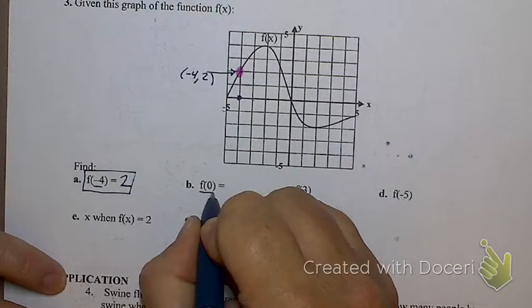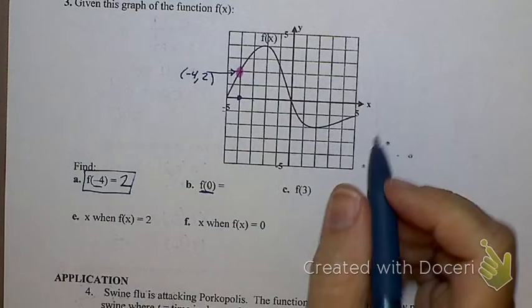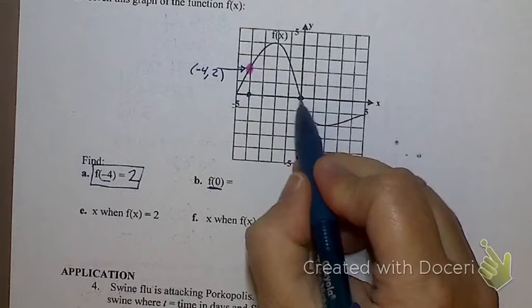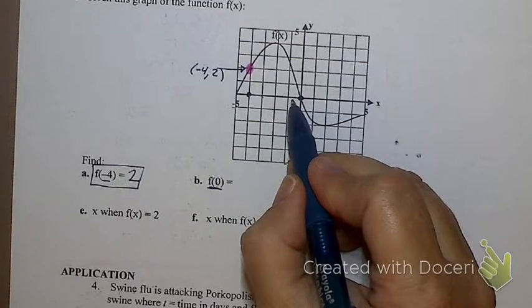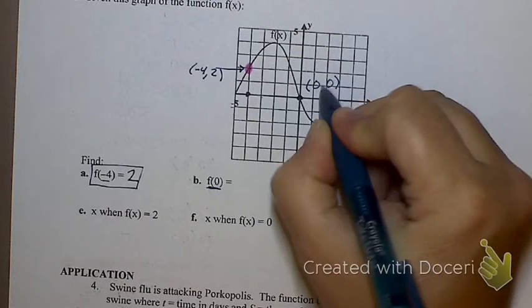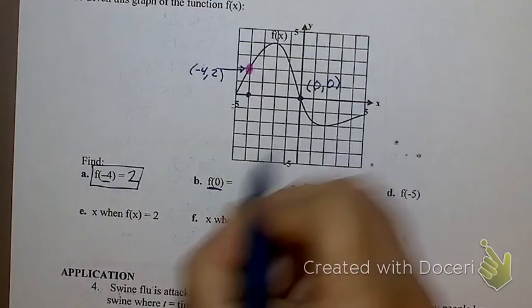F of 0. That means I'm going to see where x is 0. Well, that's right here. Where's my graph? It's passing right through that point, isn't it? Yeah. So that point is 0, 0. So what's f of 0? 0.